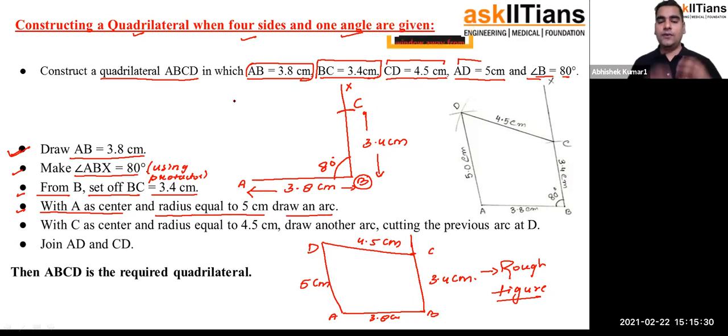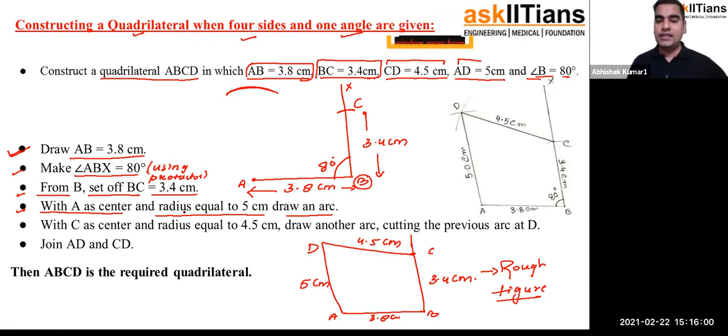So again, we are going to repeat the step that we did just now with A as a center. Take your scale and your compass, and measure a 5 centimeter arc on your compass. Then, assuming A to be the center, this point to be the center, you have to mark an arc of length 5 centimeter. Okay, like this. Understood?